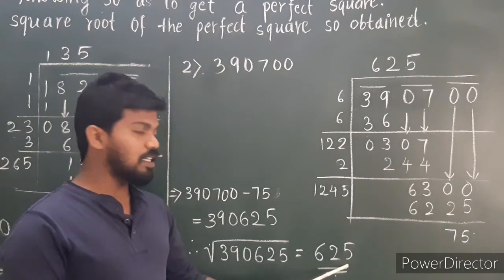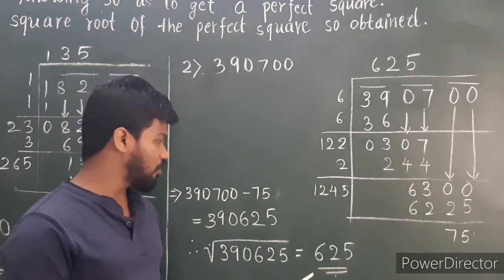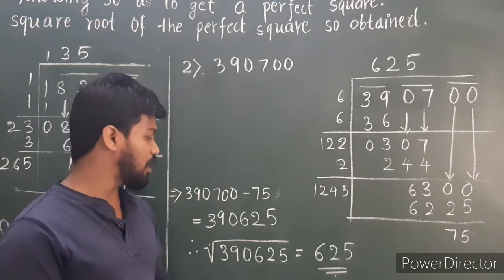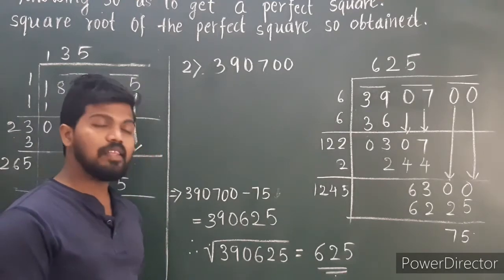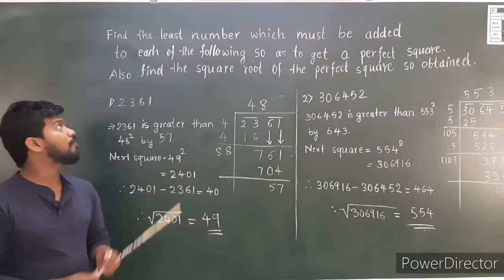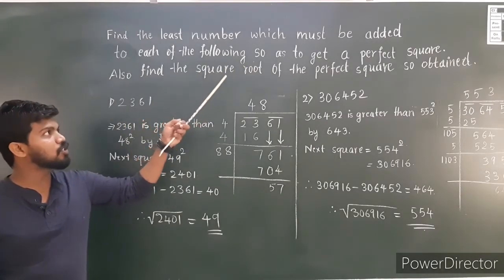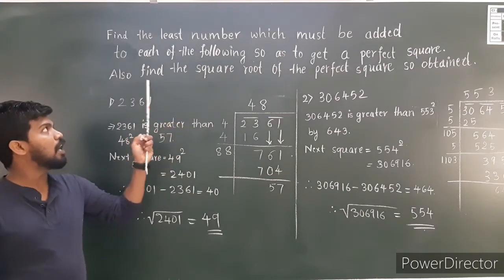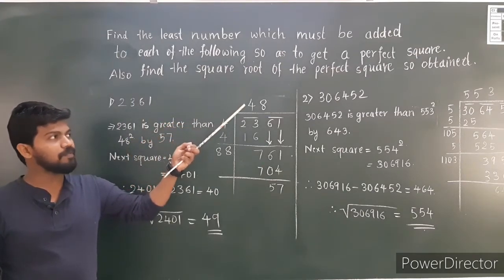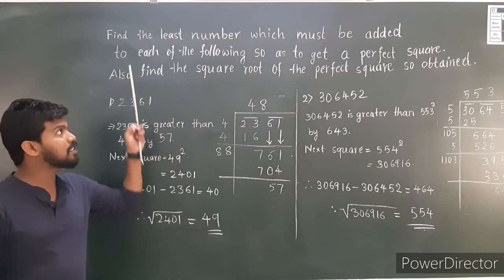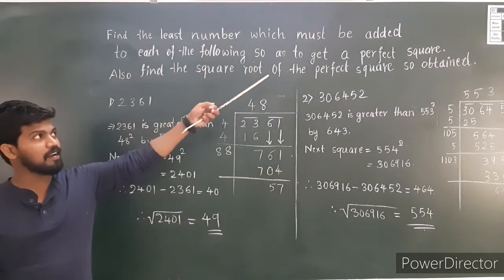That means the square of 625 you get 3,90,625. Okay, next type of problems. Find the least number which must be added to each of the following so as to get a perfect square. Also find the square root of the perfect square so obtained. The last type of problems you had subtracted.